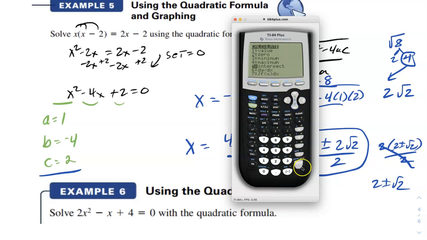Go back to intersection. Right? All you want to do is get close to where you think the intersection is, which is right there. So I'm going to go up. If you want to go a little faster, you press up, and it's on the other graph now. Just get kind of close to it. Hit enter, then it jumps to the second curve.